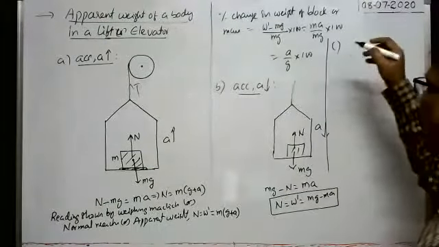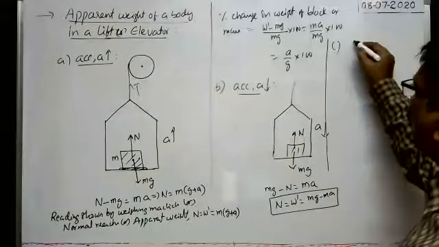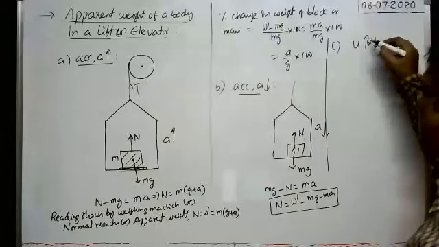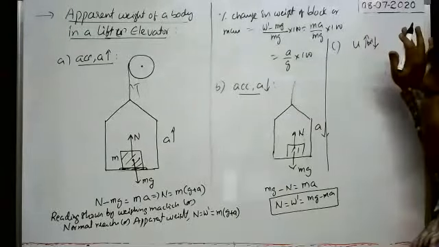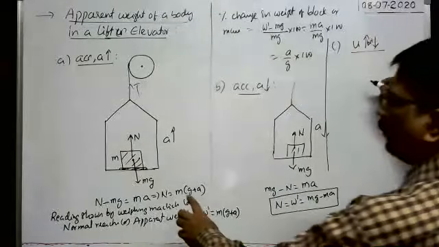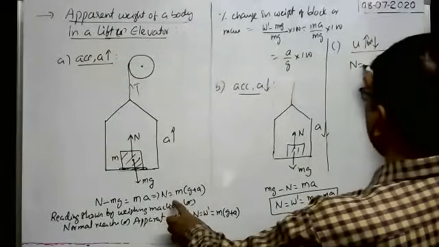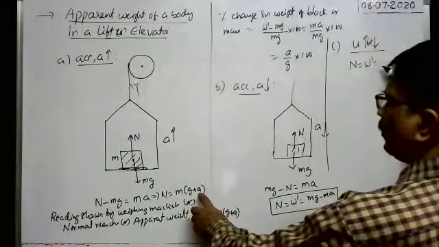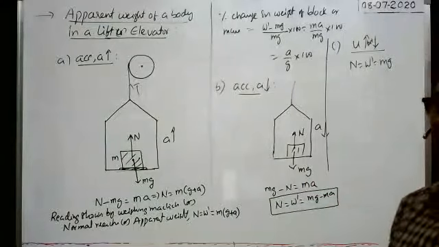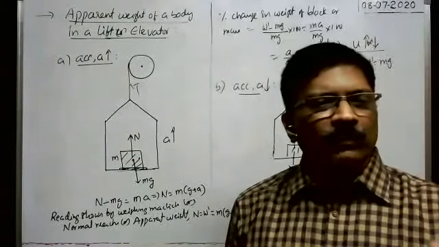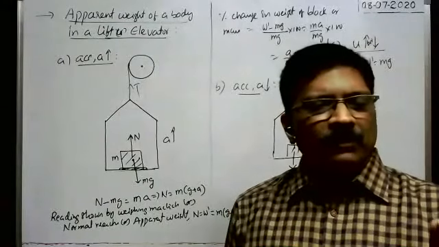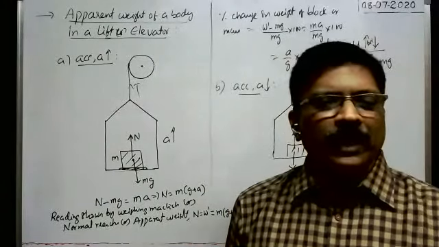Next, C. When the lift moves upwards or downwards with uniform velocity, constant velocity, in such case acceleration is 0. Whenever acceleration is 0, normal reaction or apparent weight is equal to, you put a is equal to 0, mg. That means whenever the lift moves upwards or downwards with uniform velocity, as the acceleration is 0, the apparent weight of the man is equal to the actual weight of the man only.